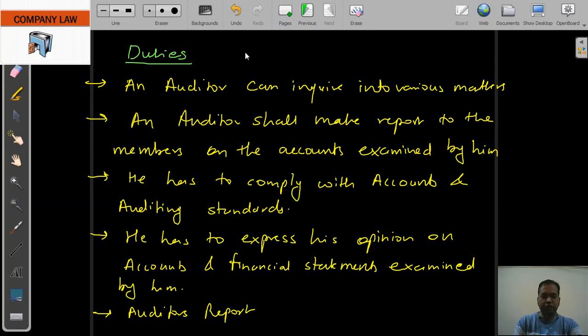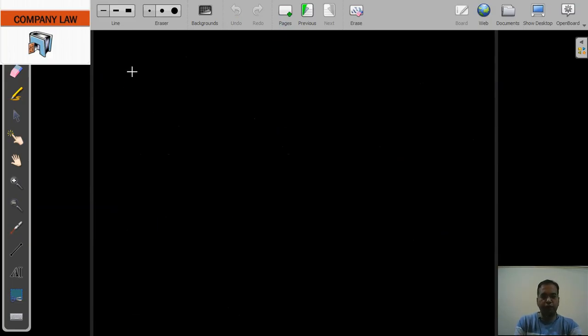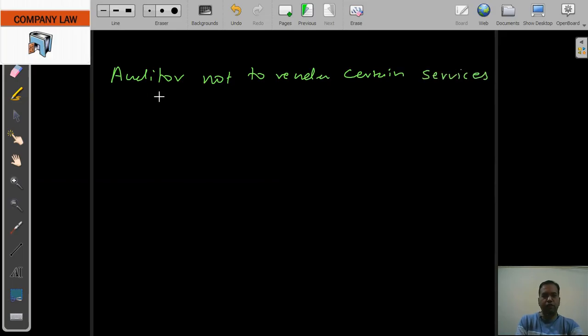Then there are certain miscellaneous provisions given over here. Auditor not to render certain services, which are given under section 144. So the auditor appointed should not provide the company with certain services like accounting and bookkeeping service, internal audit, actuarial service. Such types of services should not be provided.